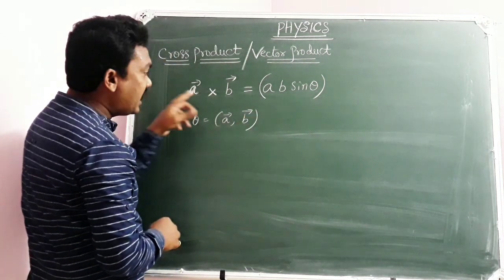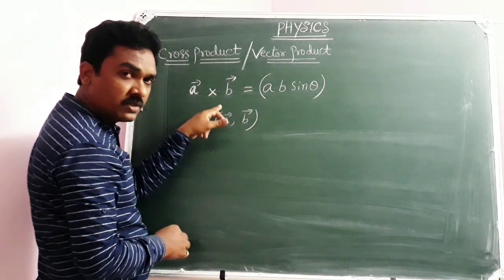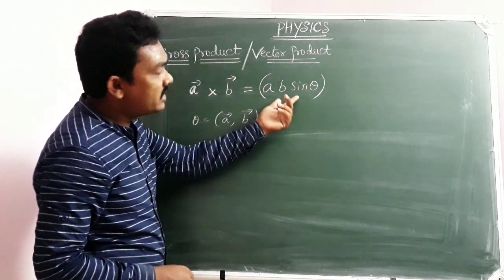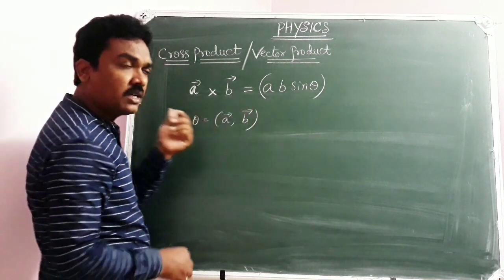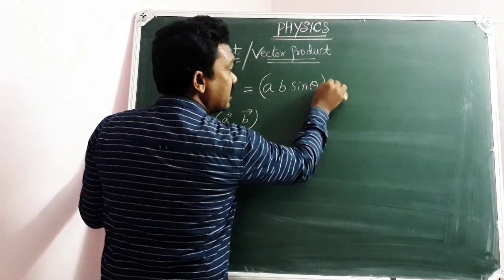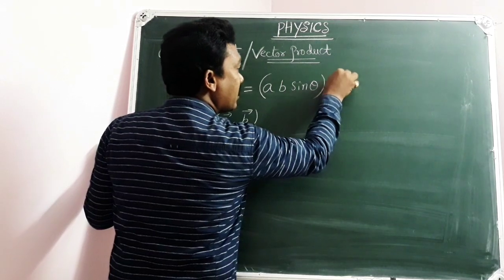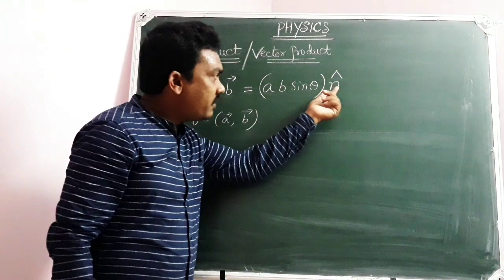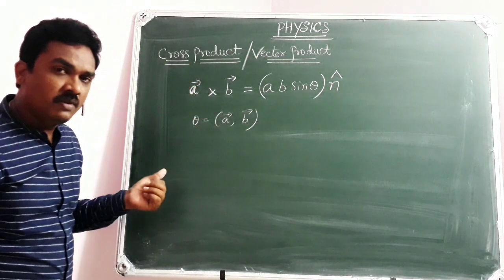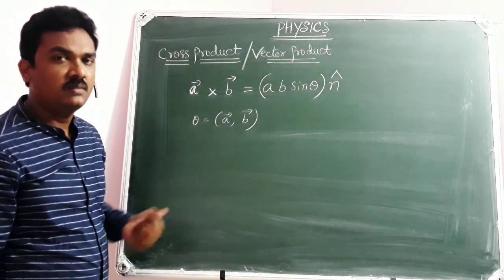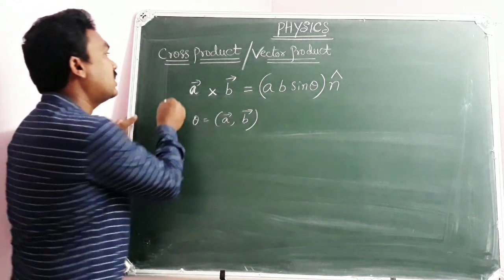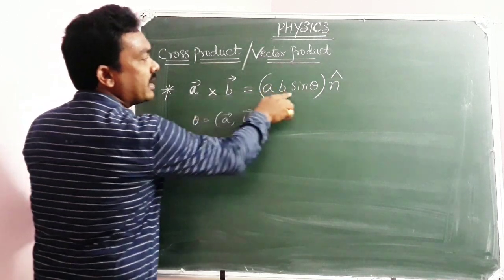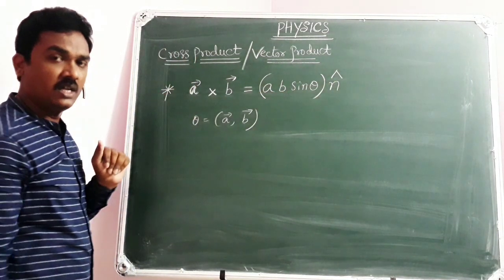But I told you the cross product of any two vector physical quantities is also a vector, and this is only a scalar. So how to write it in vector form? That's the reason there is a unit vector n cap. This scalar is multiplied with a unit vector, and then the product will be a vector. This is how the cross product of two vector physical quantities is a vector physical quantity. It is not a scalar.